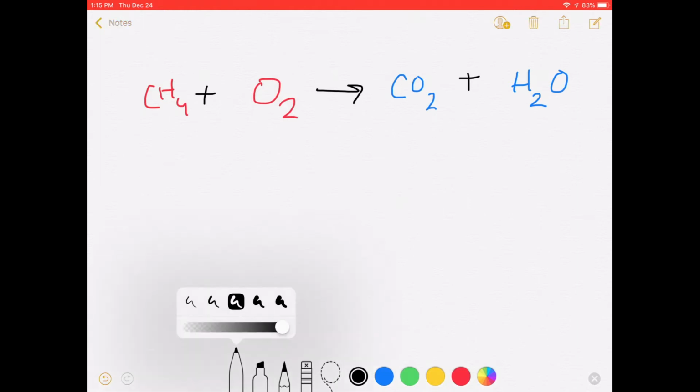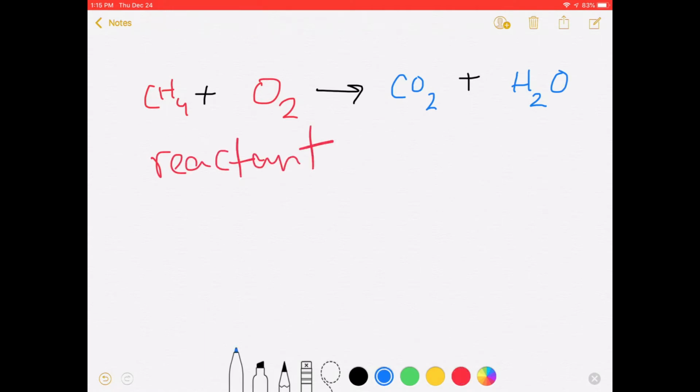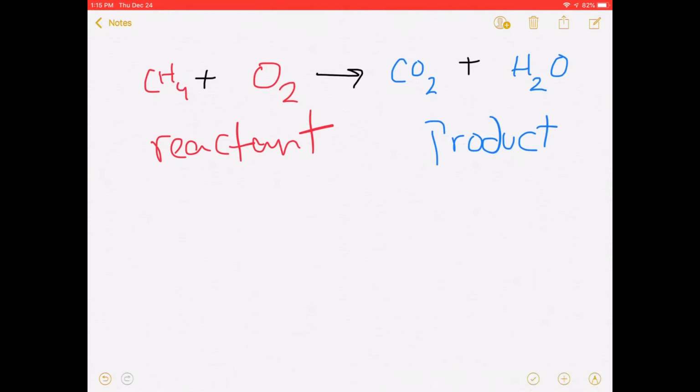Now, the goal of balancing chemical reactions is to make sure that we have the same amount of each element on the reactant side as with the same amount of each element on the product side. So first, let's just dive right in.